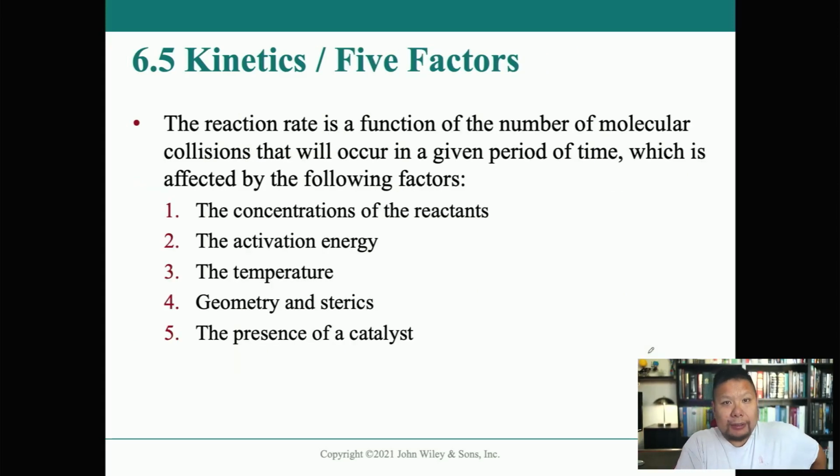So there are 5 factors that will affect a rate of reaction, or the kinetics of a reaction, how fast the reaction occurs. The first one, of course, is the concentration of reactants. That makes a lot of sense, because the more reactants you have inside of a tiny test tube, for example, the more collisions are occurring, and the more collisions that occur means the faster the reaction occurs.